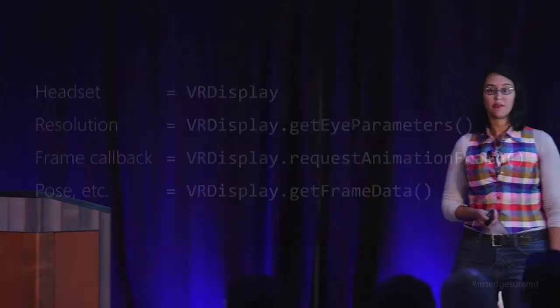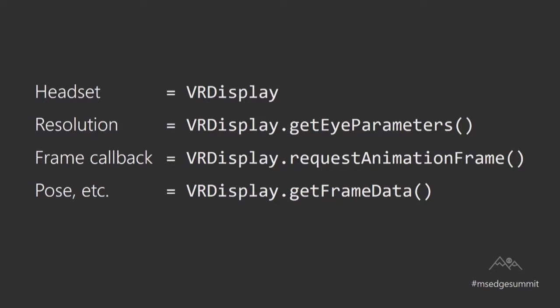Immersive headsets are a combination of displays and sensors, and the WebVR APIs are providing the access to that data. The headsets themselves are represented by VR display objects. To find out the resolution you'll need to render to for each eye, you'll use the getEyeParameters API. To get called back at the device's refresh rate, you'll use the request animation frame on the VR display object. Those of you familiar with window.requestAnimationFrame, this is not the same thing, and we'll talk about why in a little bit. And to actually find out where the headset is in space and the matrices you'll need to do your rendering, you'll call the VR display's getFrameData.